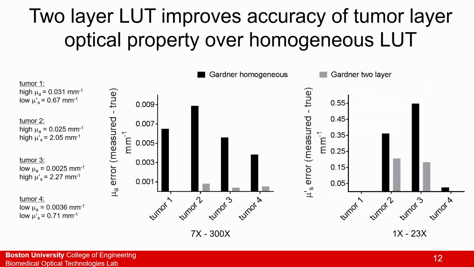The Gardner 2 layer reduces error by between 7 to 300 times in mu A and 1 to 23 times in mu S prime. So this proves that the 2-layer lookup table does improve accuracy of tumor layer optical property over the homogeneous lookup table.